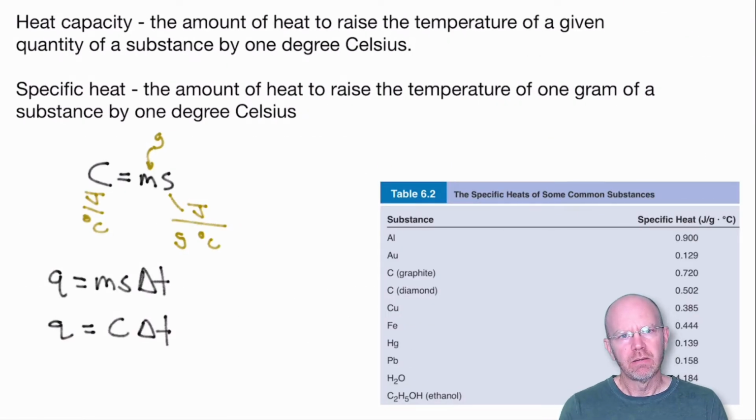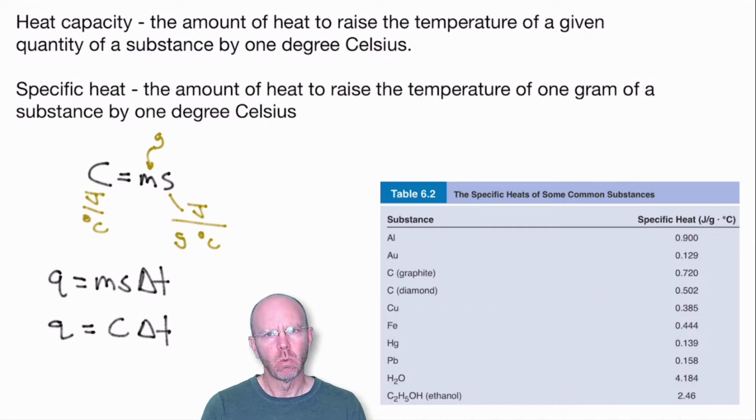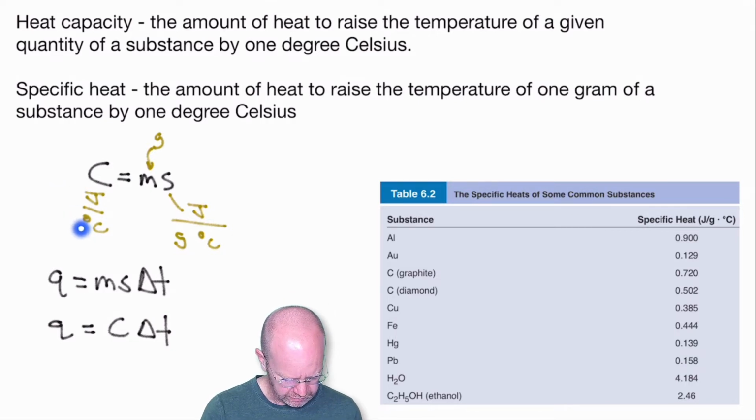Heat capacity is the amount of energy in joules needed to raise the temperature of some quantity of a substance by 1 degree Celsius. On the other hand, the specific heat is the amount of energy needed to raise 1 gram of a substance by 1 degree Celsius. So these different heat capacities have a relationship. Capital C is the heat capacity, the amount of heat in joules needed to raise the temperature by 1 degree Celsius, so it has units of joules per degree Celsius.